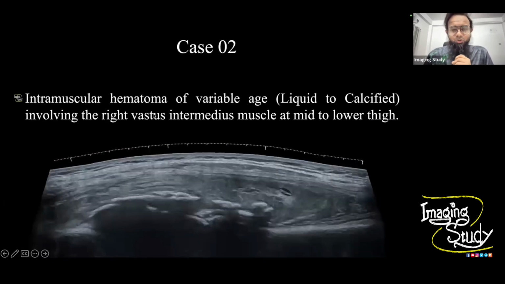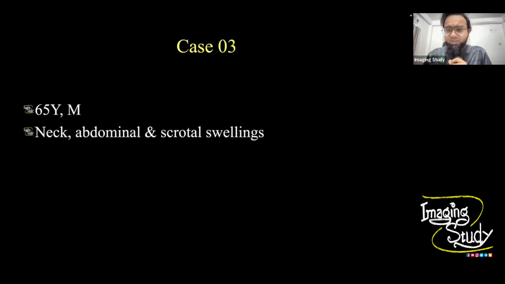So I made the mistake. Don't make that mistake. So this was a right vastus intermedius muscle hematoma. Okay, this was the right one.